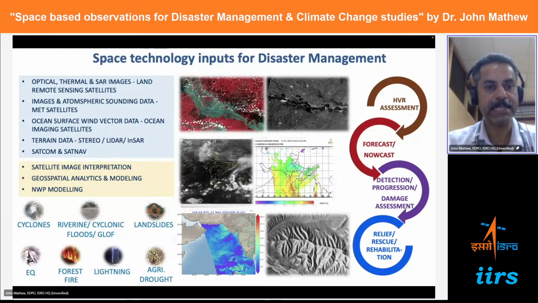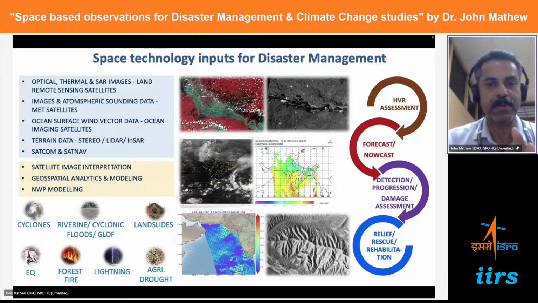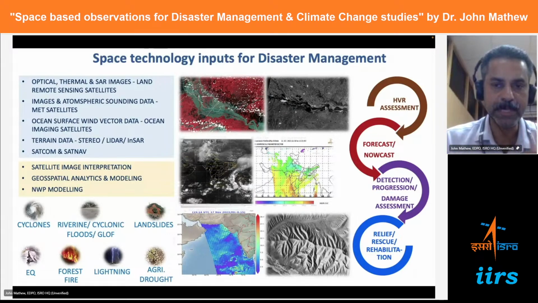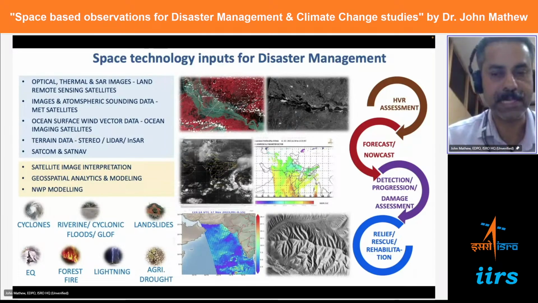And we also have satellites for atmospheric observations, which are basically meteorological satellites. And in addition to that, we have satellites observing the ocean. I will explain these satellites; I have a slide on that. So these satellites help in the monitoring of various hydrometeorological disasters. And the third input is digital elevation models that can be prepared using Earth observation. That also goes as an input for modeling of various events. And this is how space technology goes as an input for various phases of the disaster management cycle.